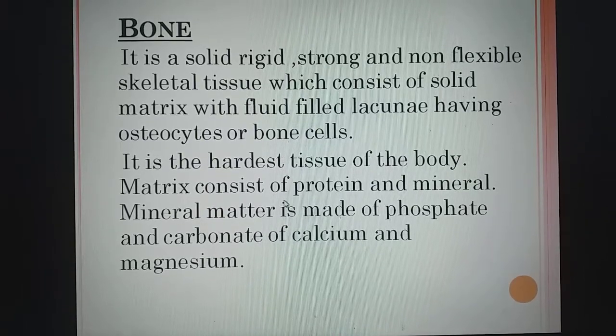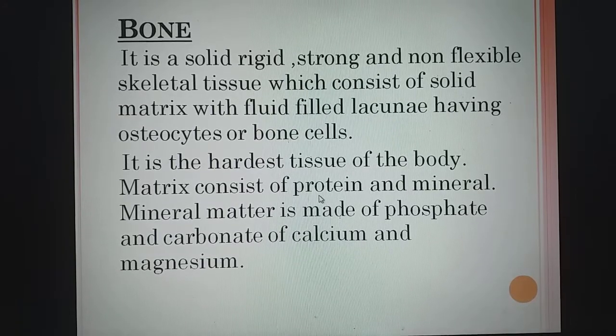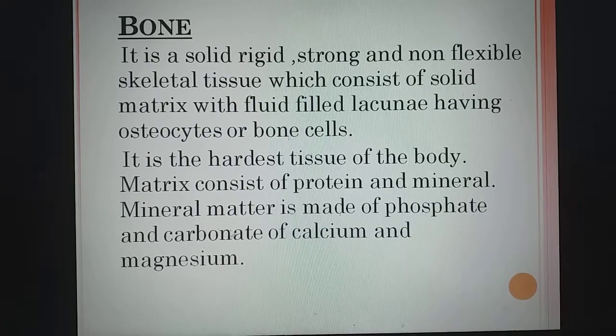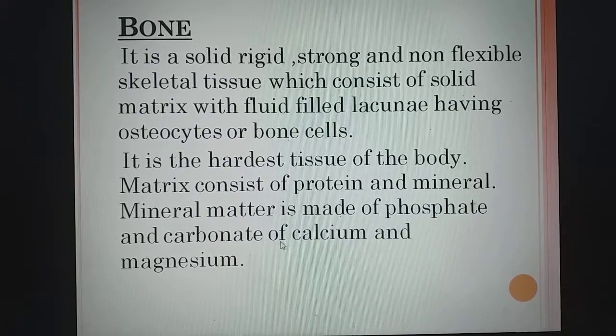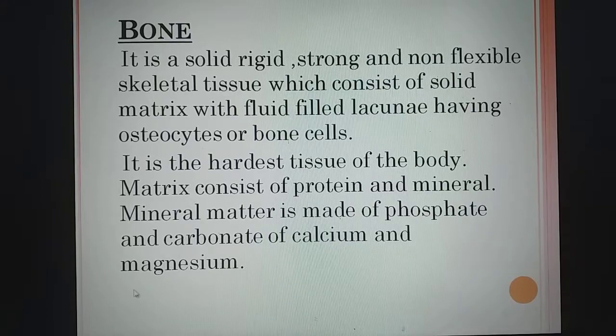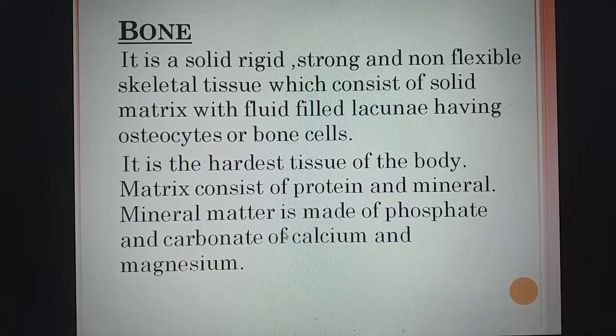There we have seen in cartilage that the matrix contains protein and sugar. Here the matrix contains protein and minerals. And mineral matter is made up of phosphate and carbonate. It can be calcium phosphate or calcium carbonate or magnesium phosphate or magnesium carbonate. So these are the minerals present in the bones.